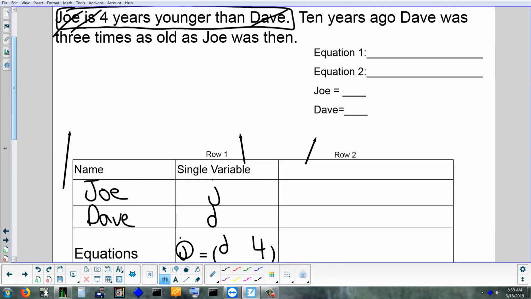To get the difference between my age and Jake's age, I'm older than Jake, so we're going to have to subtract. Jake's younger than me, we have to subtract. It's minus. Remember, younger than is subtraction. If it's older, it's addition. Alright? There's your first equation. So where it says equation 1, you can fill it in now. J equals D minus 4.